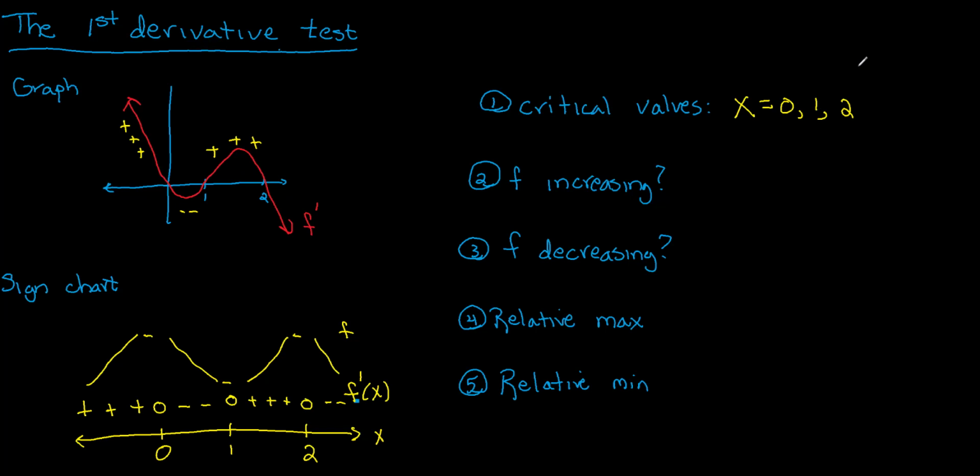Where is it increasing? So I'm going uphill, or I have a positive first derivative. So you could write this: f prime of x is greater than 0 for the following intervals. Or my curve is going uphill when I'm on the interval negative infinity to 0.